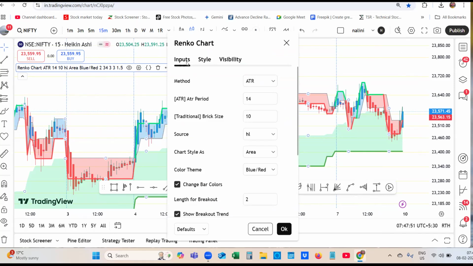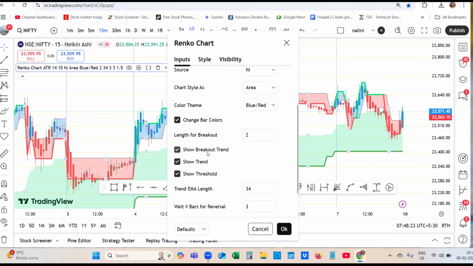See, in the input section, there is ATR, this one. The source is high-low. Chart style is area. You can change it to candle, or you can select not to show it. The color theme is blue and red, for the change of color of the bars.